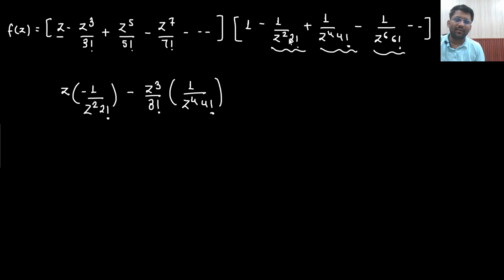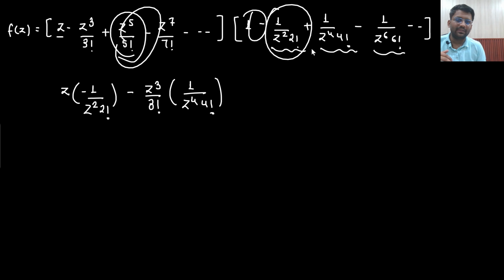This big expression will look somewhat like this. z into 1 plus z into minus 1 by z square 2 factorial plus z into 1 by z to the power 4 4 factorial plus z into minus 1 by z to the power 6 6 factorial plus, in that manner it will look. Then plus minus z cube by 3 factorial multiplied with 1 plus minus z cube by 3 factorial multiplied with minus 1 by z to the power 2 2 factorial plus minus z cube by 3 factorial multiplied with this term, this multiplied with this, and so on. Then plus this multiplied with this, and so on.